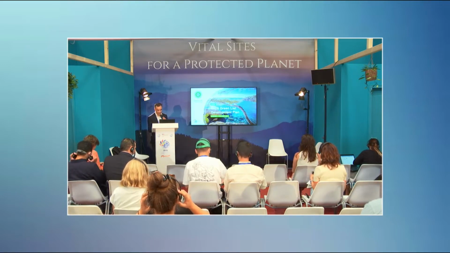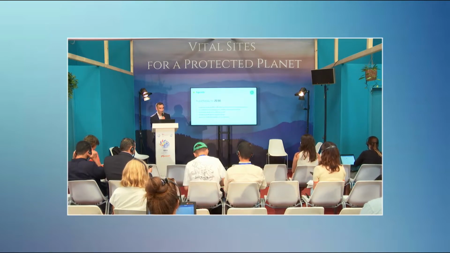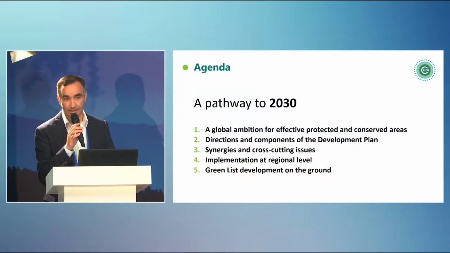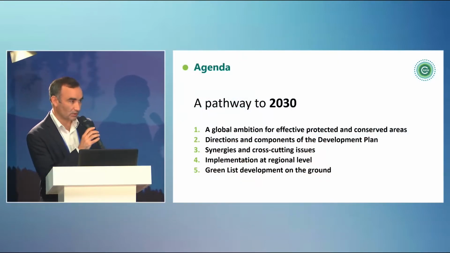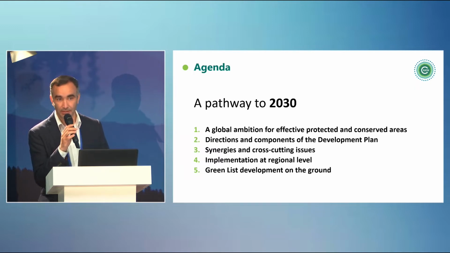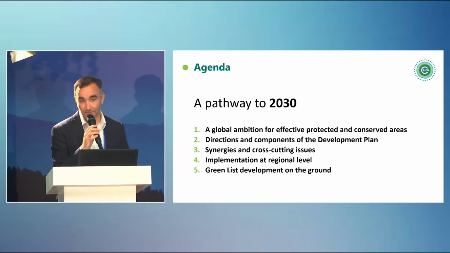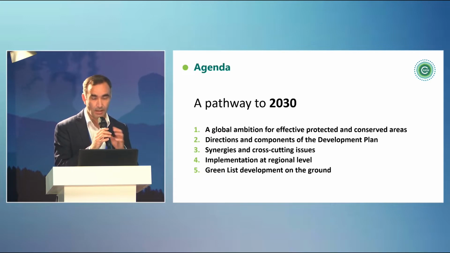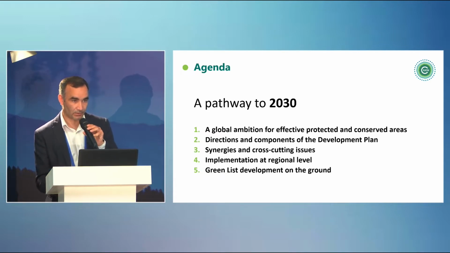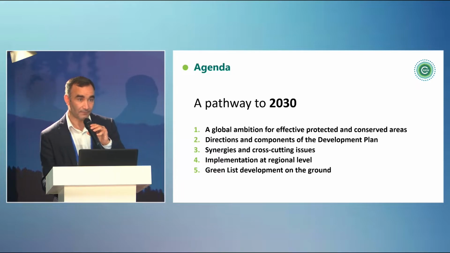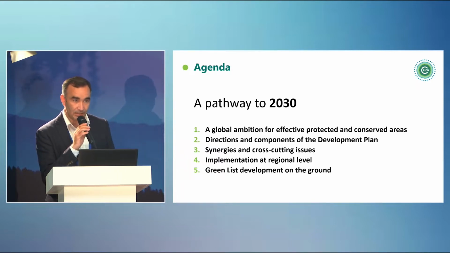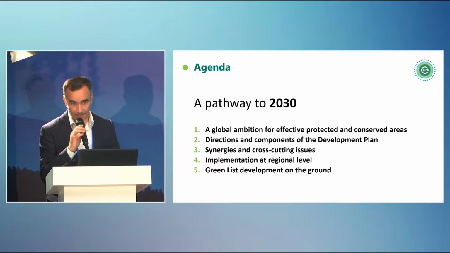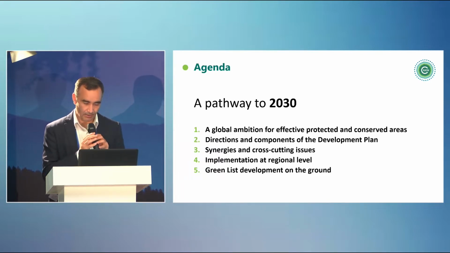We will start now. We have a 1-hour event on the development plan of a Green List. As you may know, the IUCN Green List of Protected and Conserved Areas is a program of certification for protected and conserved areas that are effectively managed and fairly governed. And we want to increase this number of effective protected and conserved areas by 2030. And that's exactly the mission and the goal of the development plan with the next decade in mind.